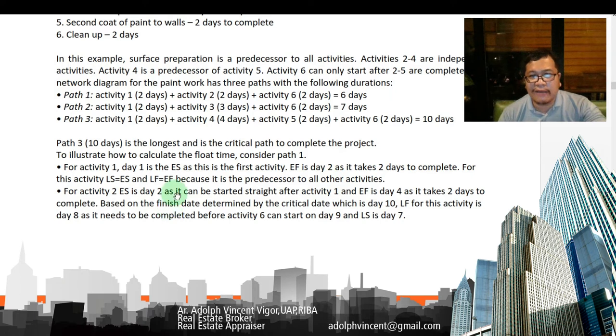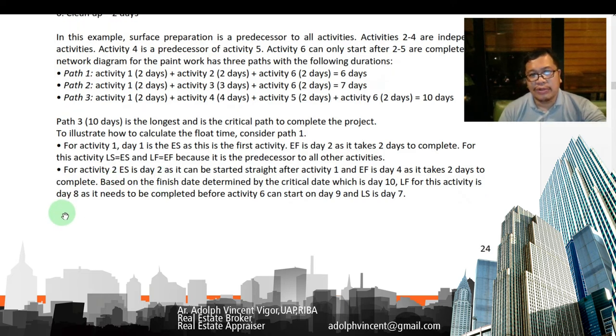To illustrate how to calculate the float, consider path 1. So for activity 1, day 1 is the ES as this is the first activity. EF is day 2 as it takes 2 days to complete. For this, LS is equal to ES and LF is equal to EF because it is the predecessor to all activities. For activity 2, ES is day 2 as it can be started straight after activity 1 and EF is day 4 as it takes 2 days to complete. Based on the finish date determined by the critical path, which is day 10, LF for this activity is day 8 as it needs to be completed before activity 6 can start on day 9, and LS is day 7.